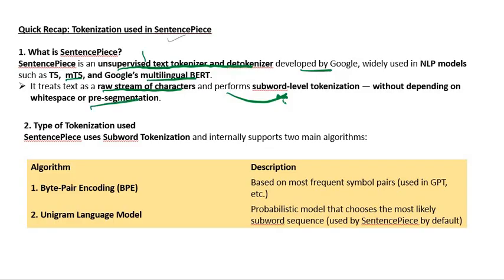As we discussed, SentencePiece consists of two algorithms: one is byte pair encoding, and the other is the Unigram language model. In this lecture, we'll only focus on the byte pair encoding algorithm.